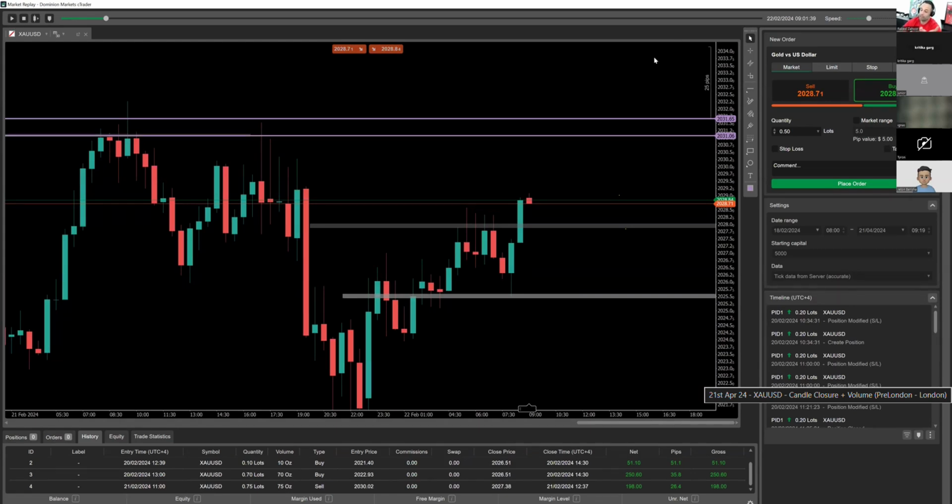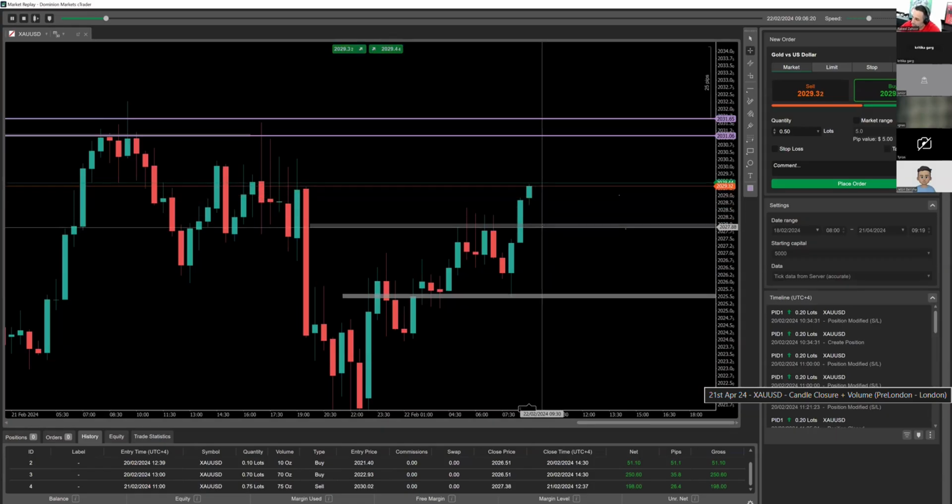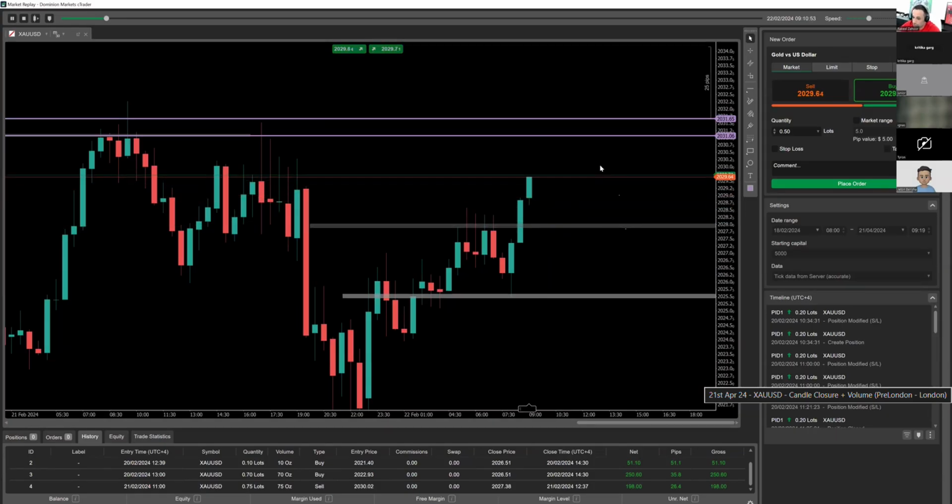Look, this is the same scenario. Three days in a row, we've been breaking above resistance and creating some sort of a support to go up. So right here, we have to create another support for price to continue to push up.